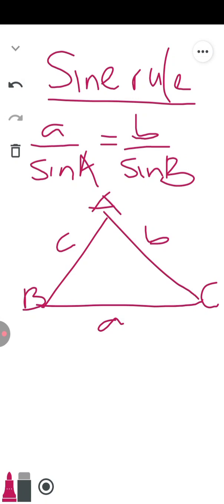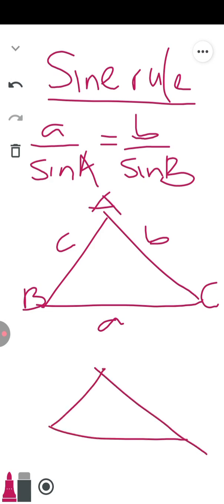So imagine you have another triangle like this, triangle ABC. Where will side A be? It will be in front of angle A, right? I'll write it as a small letter. We represent side with a small letter, and we represent angle with a capital letter.